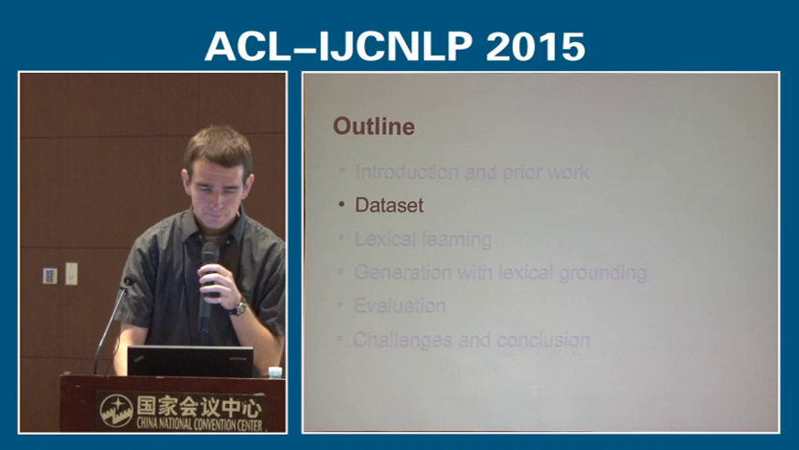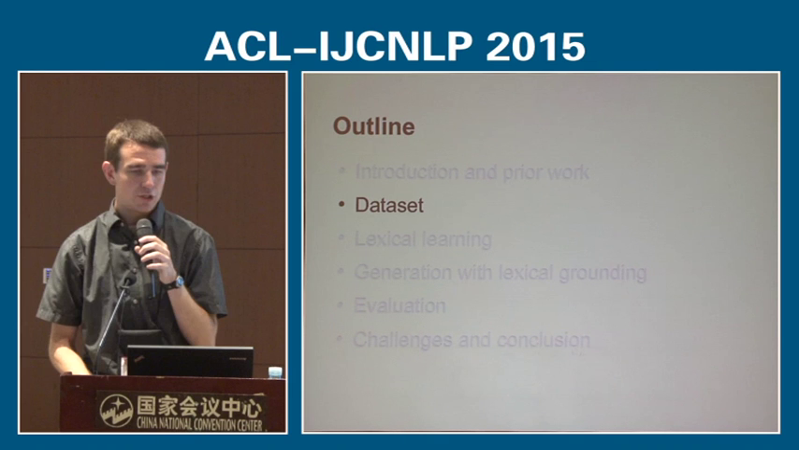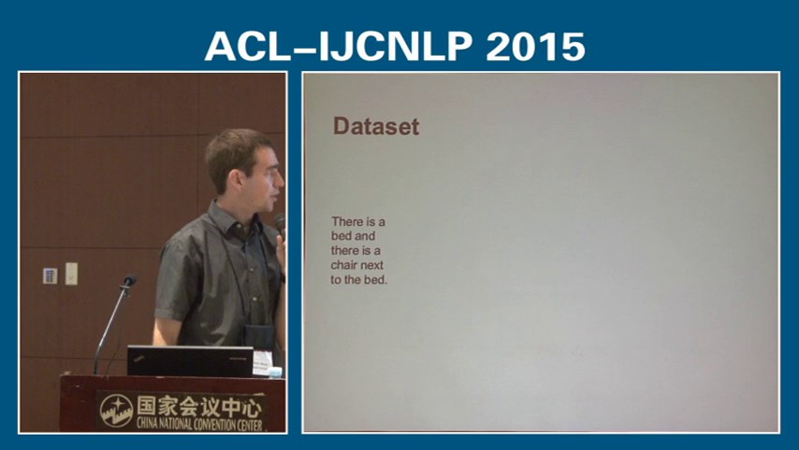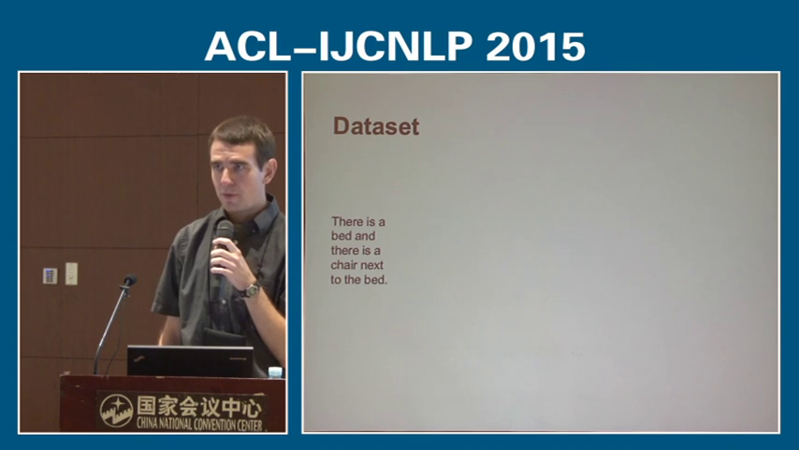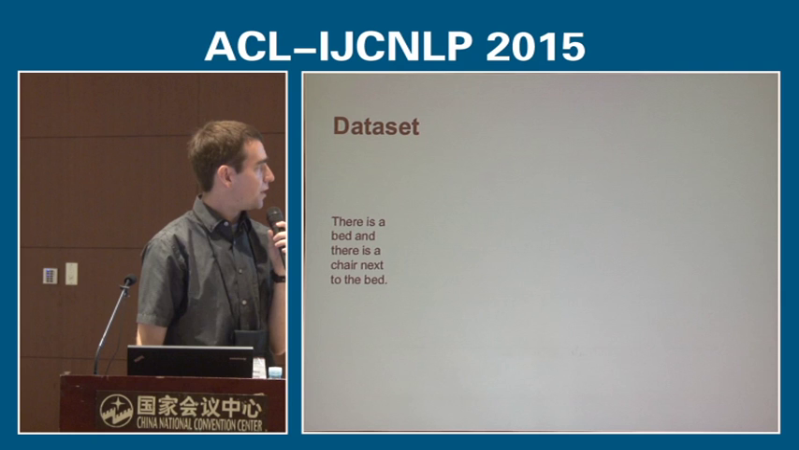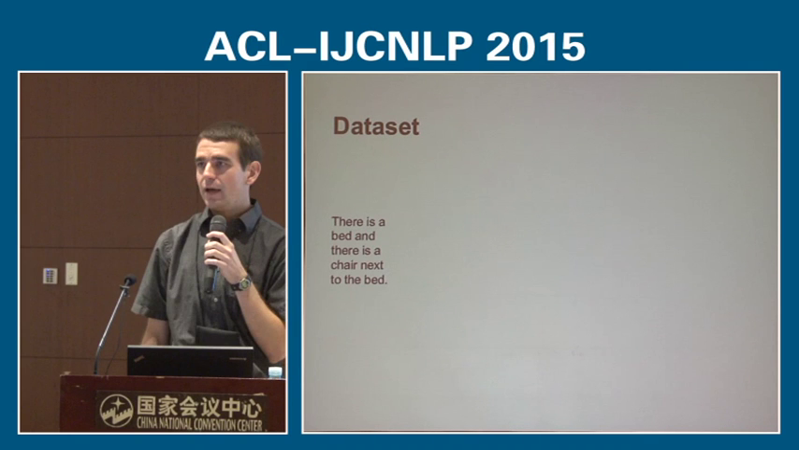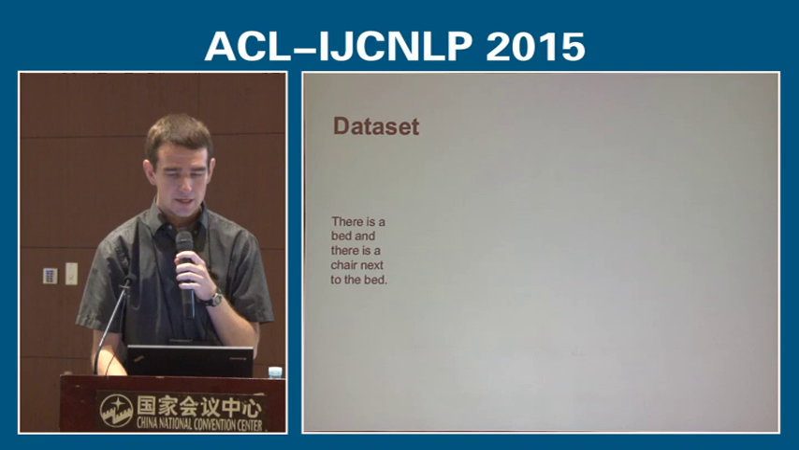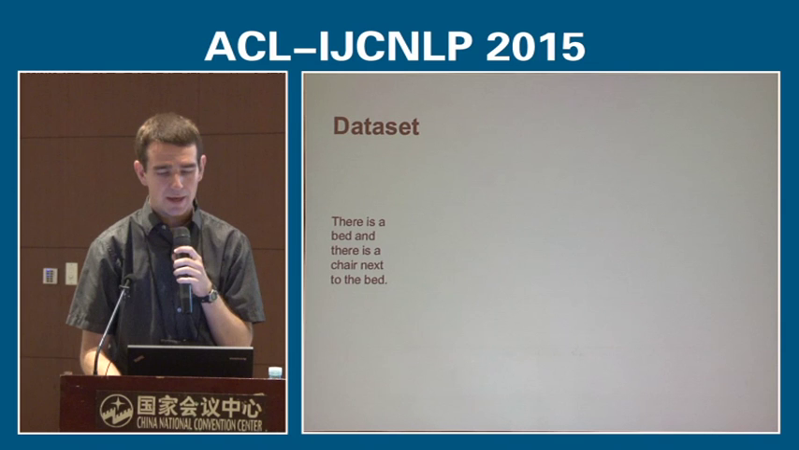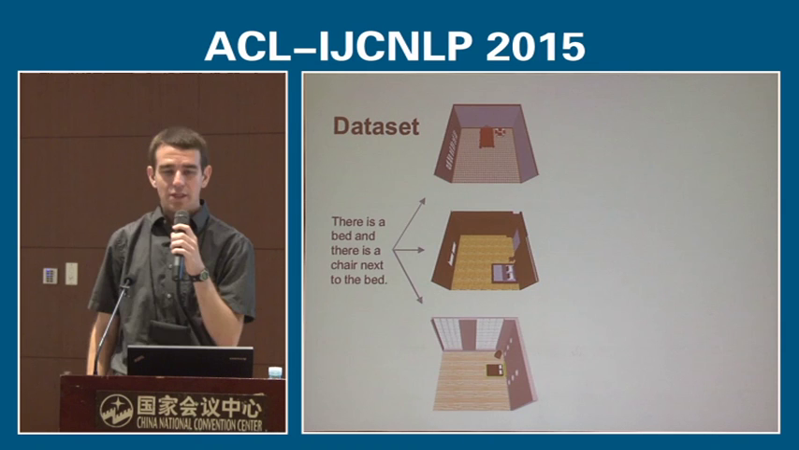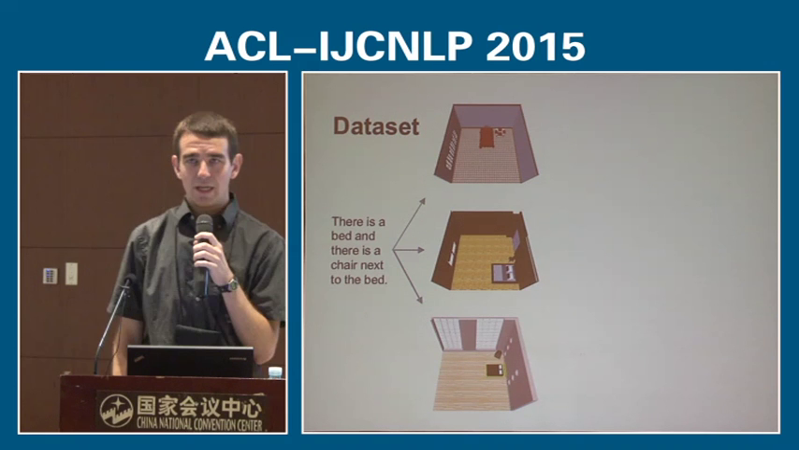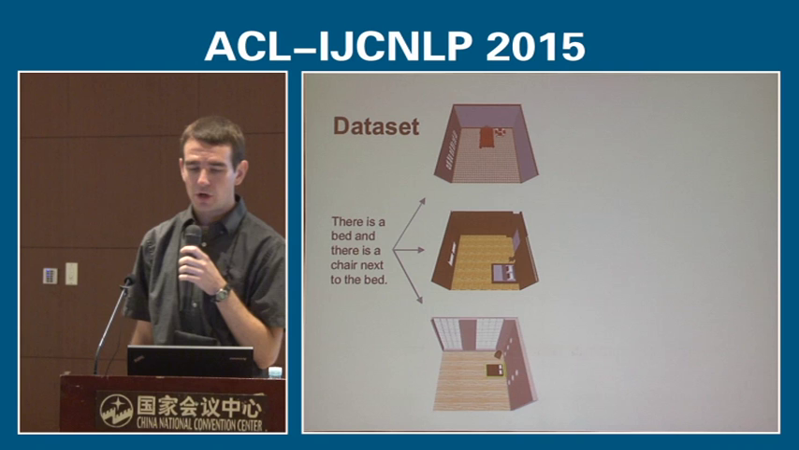So I'll start by describing the data set. We collected this data set using Amazon Mechanical Turk. The way we collected it is we started by writing out a set of 60 seed descriptions, as we call them, that contain very simple language that just specifies a small number of objects that should be present in the scene. So for example, there is a bed and there is a chair next to the bed. And we gave each one of these seed descriptions to a number of Mechanical Turk workers and asked them to design a scene to match the description using a simplified online interface.